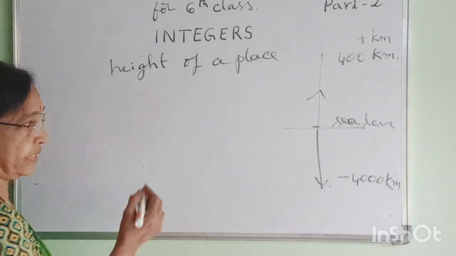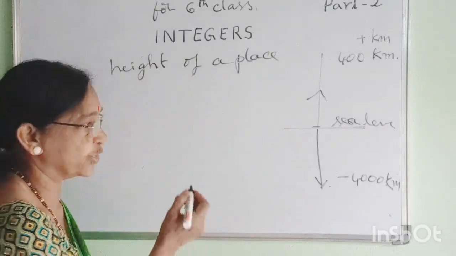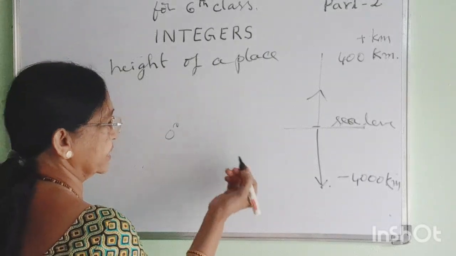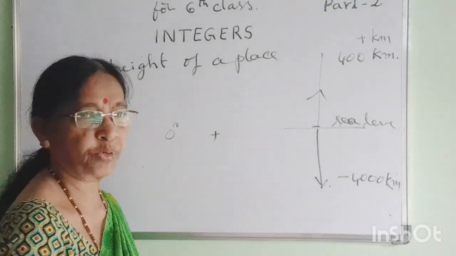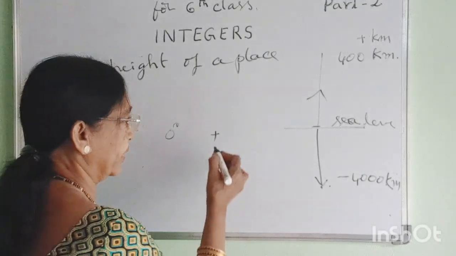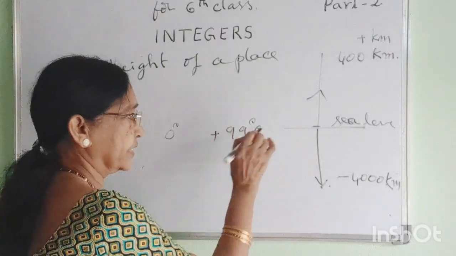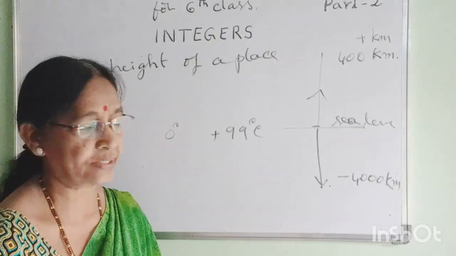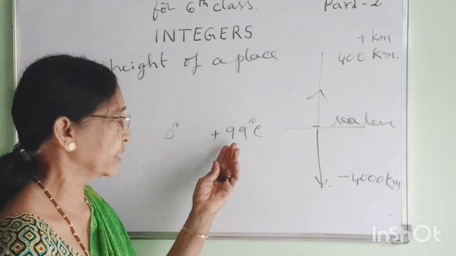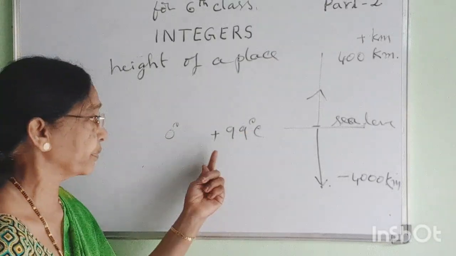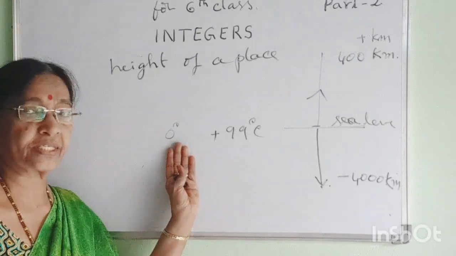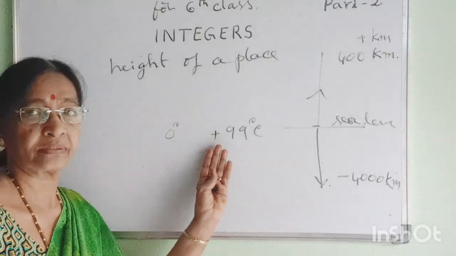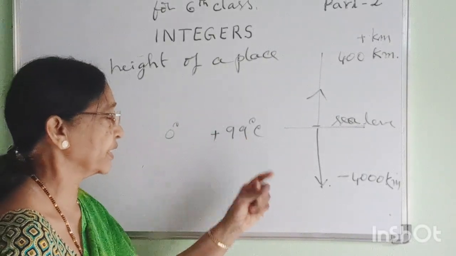Similarly, a temperature greater than 0 degrees centigrade is measured in plus. For example, the temperature of a human body may be plus 99 degrees centigrade. 98.4 degrees centigrade is the exact number, but generally we say 99 degrees centigrade. This is above 0 degrees centigrade, therefore it is measured as plus. It is written as plus 99 degrees.